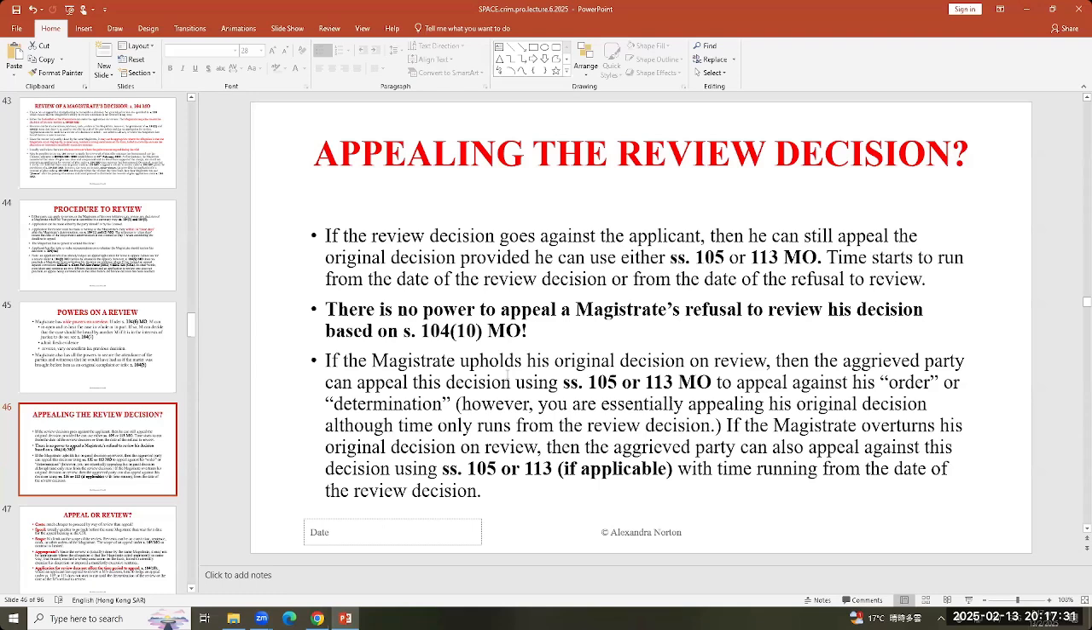Second reason is also think about it from the magistrate's perspective. If he did make the wrong decision and it's then appealed to the CFI, what's the judge in the CFI going to say? Or even worse, it ends up in the Court of Final Appeal.